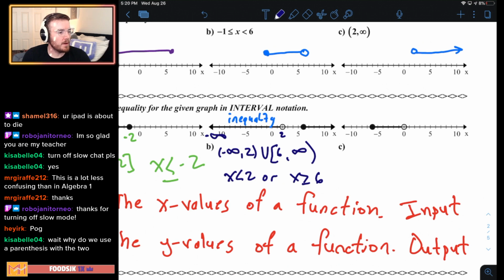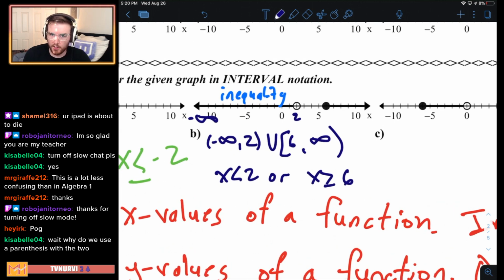Wait, why do we use parentheses with the 2? On this one right here, because it's an open circle, that means it is not included. So a parenthesis means not included. The filled in circle at 6 means that is a part of the solution, so I use a bracket to signify that, hey, this is included.